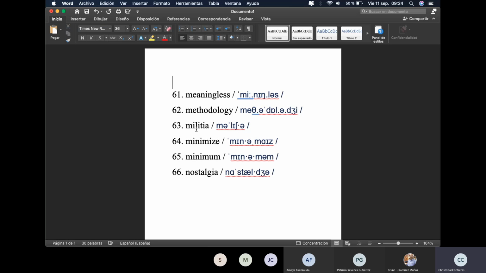Militia. The fourth one is minimize, and the prominent is in the first one. It has 3 syllables. The same happened here in minimum. It has 3 syllables, and the prominent is in the first one. Minimum. And the last one is nostalgia, and it has 3 syllables, and the prominent is in the second one. Style.